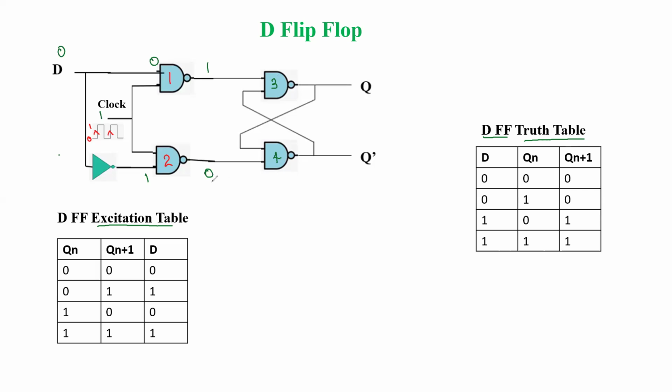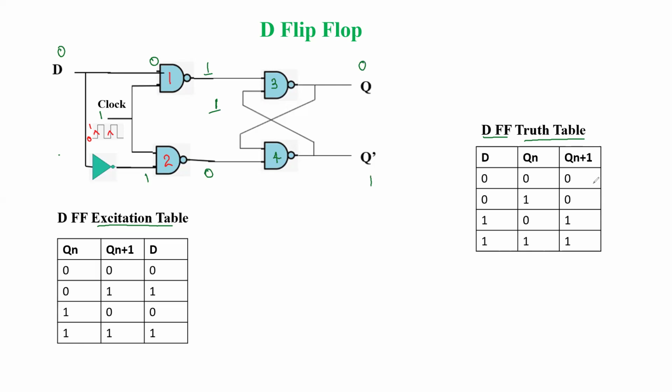Now since one of the inputs to NAND gate 4 is 0, the output is 1. The same Q dash is given as one of the inputs to NAND gate 3. So NAND gate 3 has both inputs as 1, so the output of the NAND gate is 0. So Q becomes 0. And already we know that D is a transparent latch or flip-flop. Whatever is available as D is going to be available in the output also.